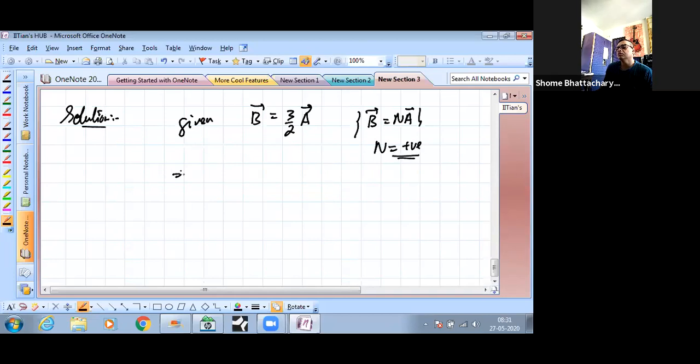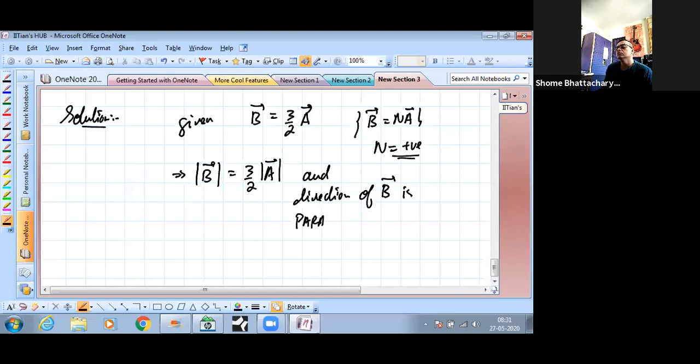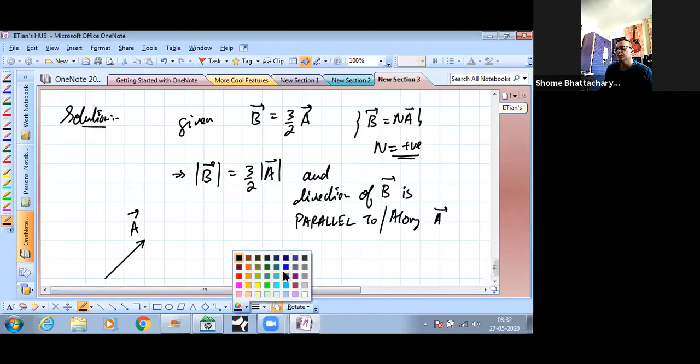That means the magnitude of b will be 3 by 2 times the magnitude of a. And the direction of b is parallel to, which is the same thing as saying along, the vector a. So if the vector a was given to us like this, now the vector b will have to become something like this. It will have to be another vector which is parallel to this but 1.5 times in length.